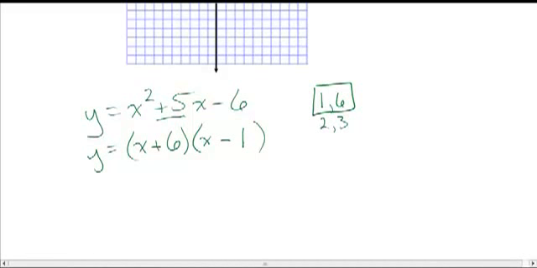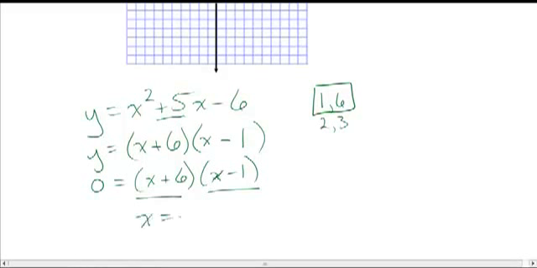And now if I want to know where the x-intercepts are, then all I'm going to do is replace y with 0. So essentially I'm going to have the exact same kind of problem we've had before. I have x plus 6 times x minus 1 equals 0. Now, take each pair, set it equal to 0, right? Take x plus 6, set it equal to 0. Take x minus 1 and set it equal to 0. And again, you're going to get x equals negative 6 and x equals positive 1.